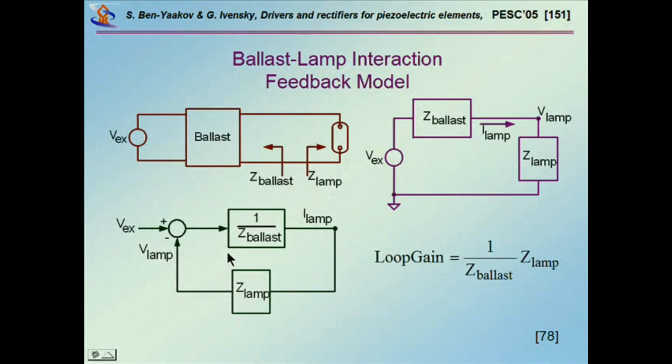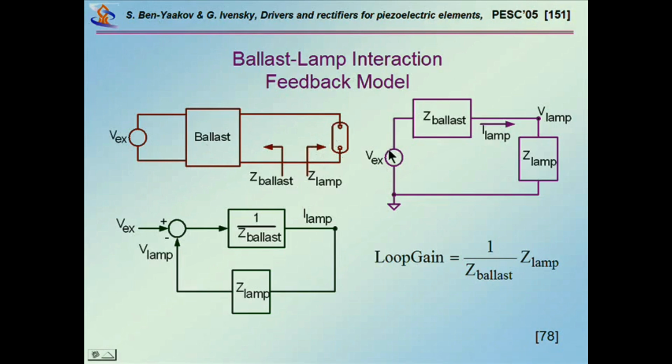Okay, so now we come to the problem of stability. We have the ballast, we have the lamp. What are the conditions of stability or instability? One way to look at it is to try to change it such that this thing will look like a feedback network. The reason we would like to do it is because for feedback we have this criteria of loop gain, phase margin, and we can handle it. Now how can you make this look like a feedback network?